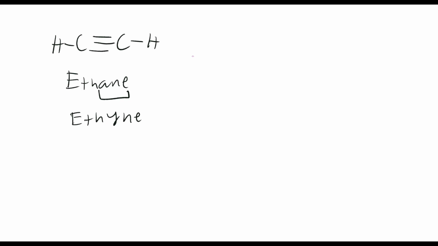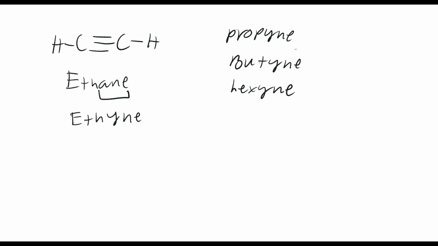So whenever you have a molecule that has a triple bond, you replace the ane with an yne. So you can have propyne, butyne, and let's say hexyne. Normally you would have propane, butane, hexane, but when you have a triple bond, it changes. You'll have propyne, butyne, hexyne. You just replace the ane with a yne.